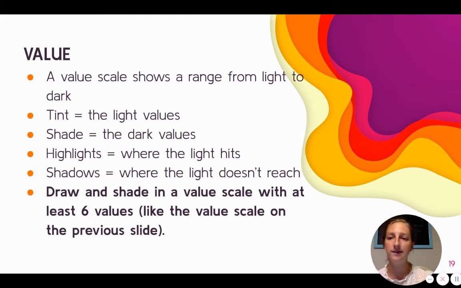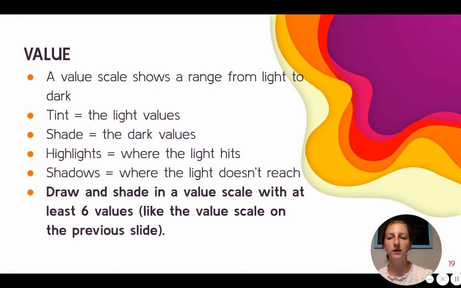So a tint is the light values. When we talk about painting, you add white to a color to make a tint. Shade would be the darker values in painting. You add black to a value to make a shade. Highlights is where the light hits on an object, and shadow is where the light does not reach.